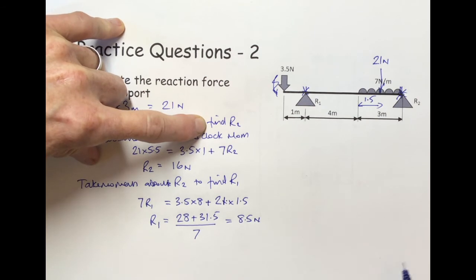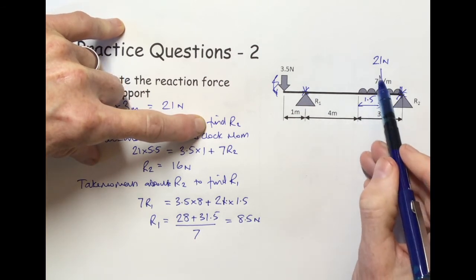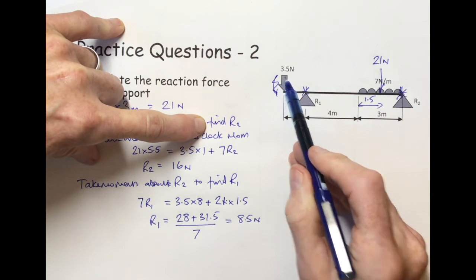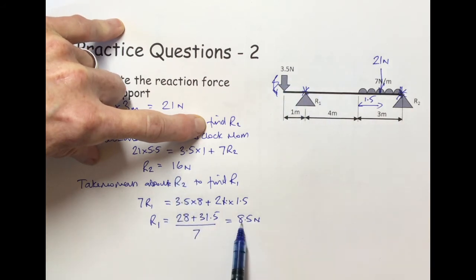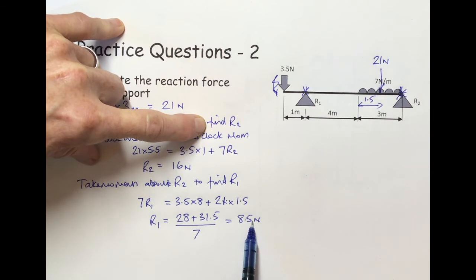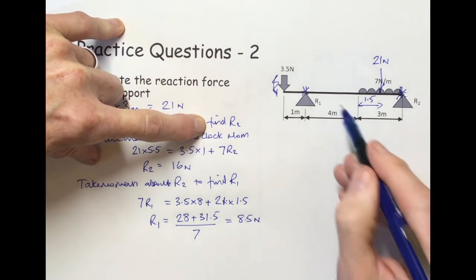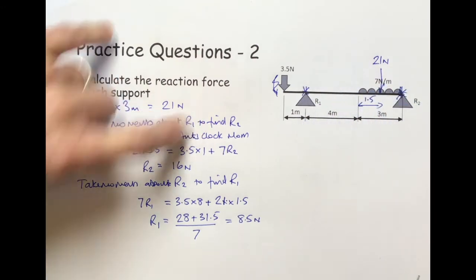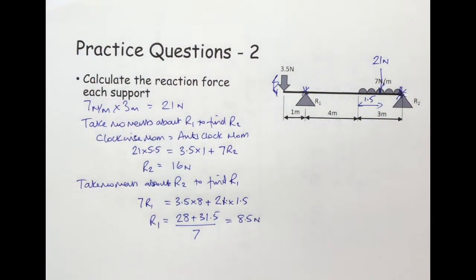And you can double check that. You know the total load is 21 plus 3.5, so it's 24.5 newtons. 16 plus 8.5 comes to 24.5 newtons. So you're pretty confident you've got the right answer because the forces acting downwards equal the two forces acting upwards.